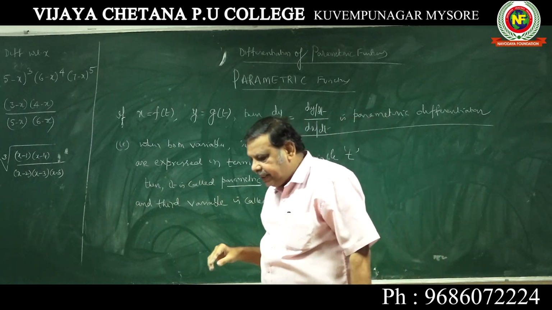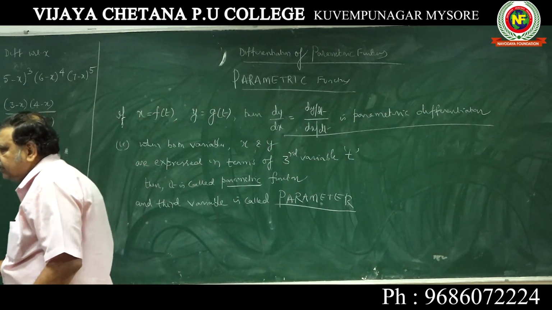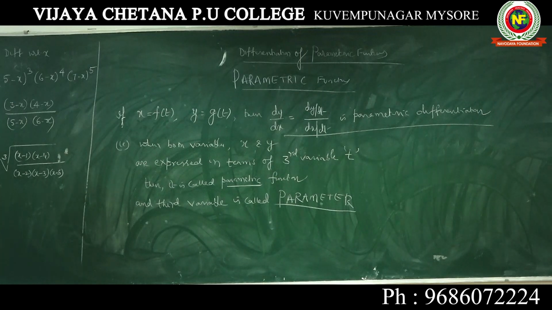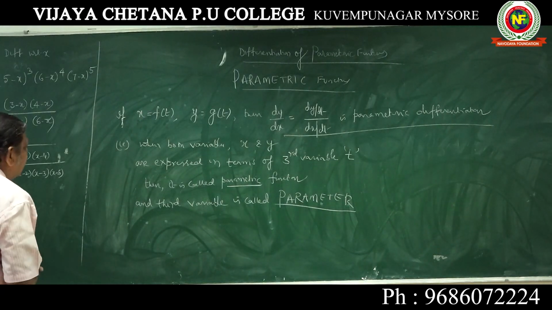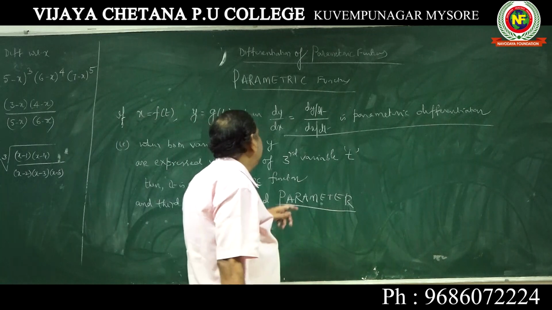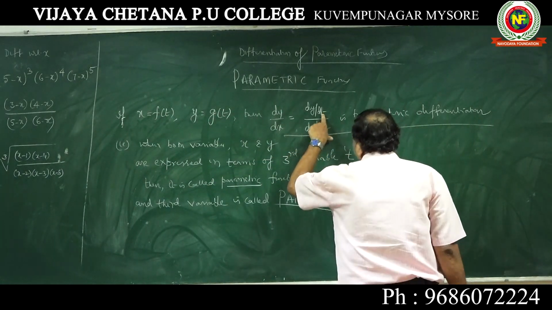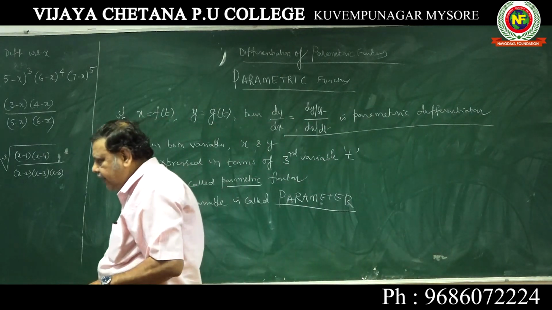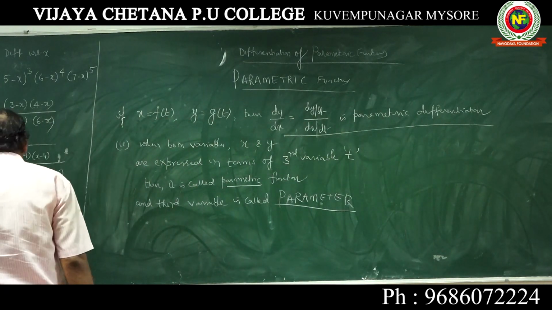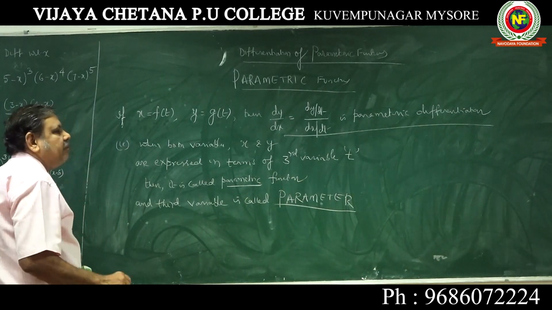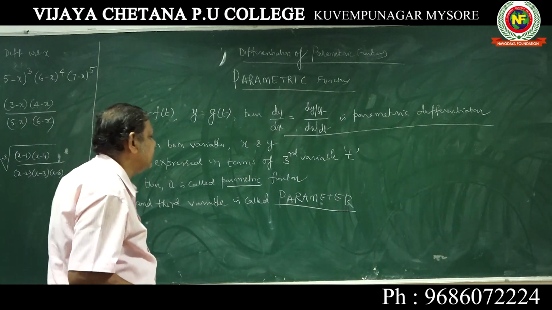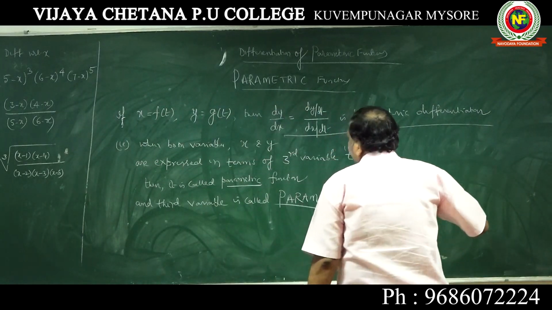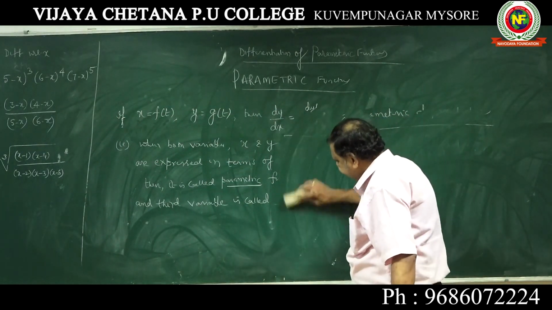So either it will be t or it will be theta. Both variables are expressed in t, it need not be t, it can be theta also. x equal to f of theta, y is equal to g of theta, then it is dy by d theta by dx by d theta, instead of dt. If I work out some problems, you will understand better how to differentiate a parametric function, and one question will be asked for 3 or 2 marks. Parametric differentiation will definitely be there in the examination.